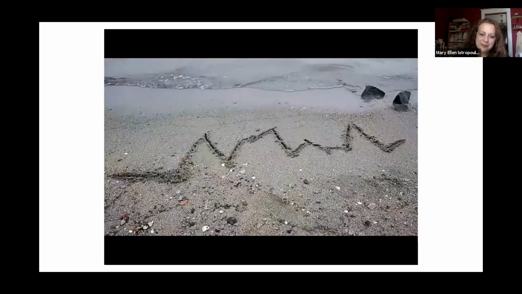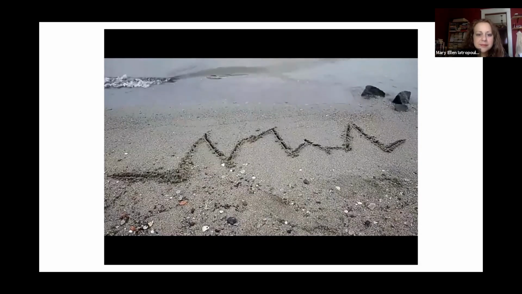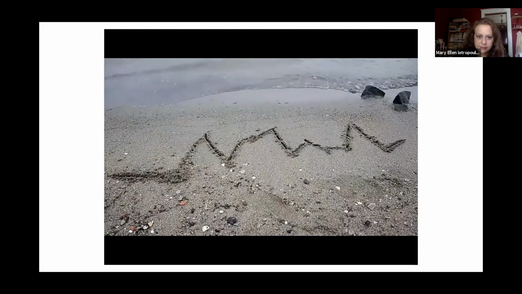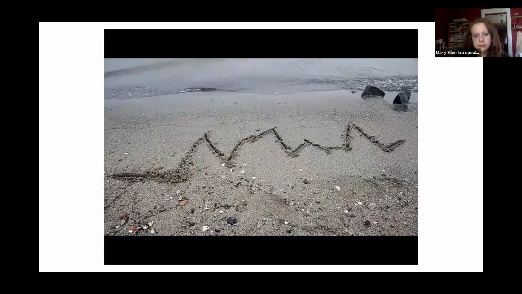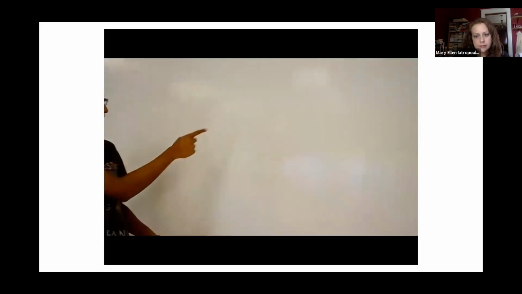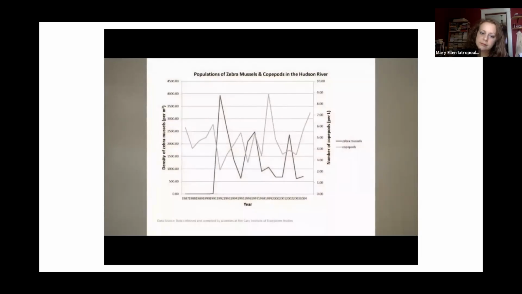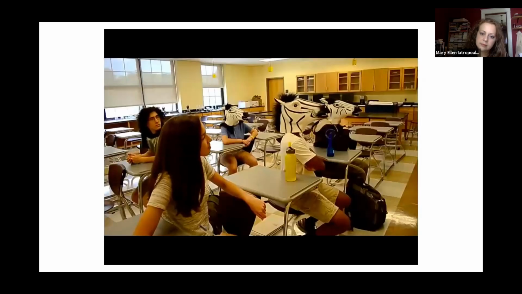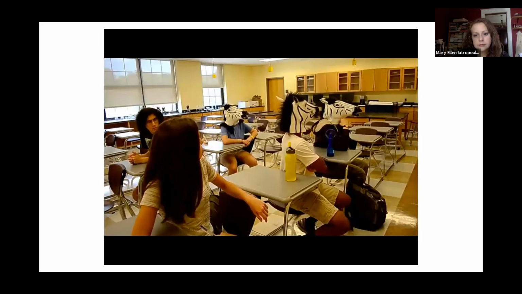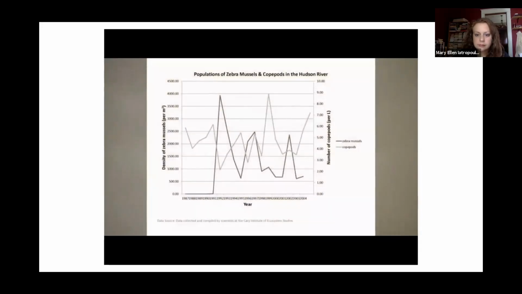This figure shows zebra mussel populations over the years, and as you can see, they show no signs of stopping. With this data, we're able to see the extent of the zebra mussel's damage. Correlational analysis was performed on data that dates back to the late 1980s. This data suggests that the presence of zebra mussels does in fact have an influence on the population size of copepods.